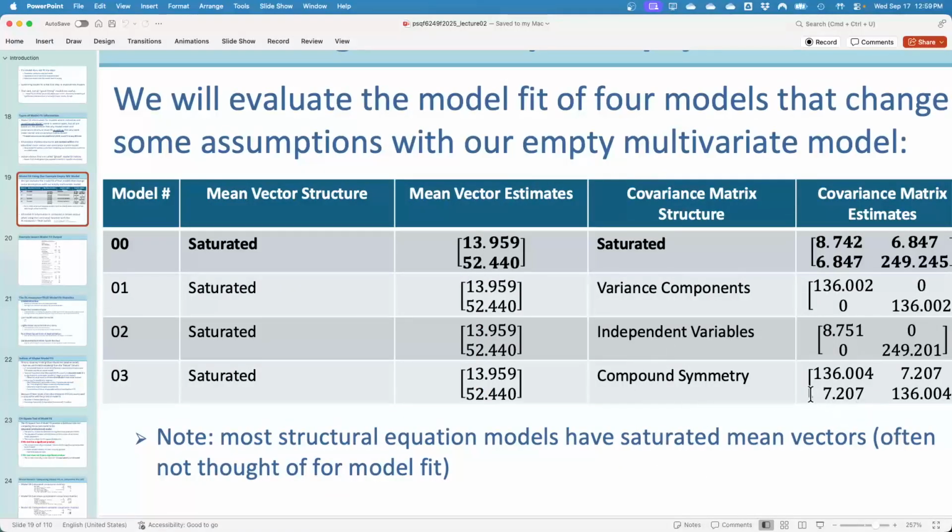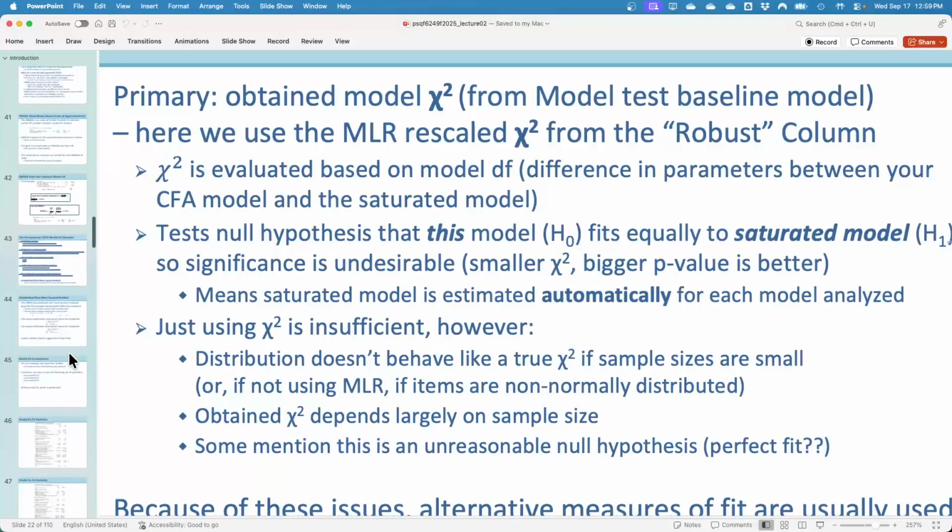This is the compound symmetry model, right? So with this one, we know the covariance is going to be pretty close, but we should be off on the variances, right? And there's one fewer parameter in this model to estimate than the saturated model. What I mean by that is we have a covariance here, and we have a single parameter for each of the variances. It's like a pooled variance. So when we do that, let's take a look at its model fit.